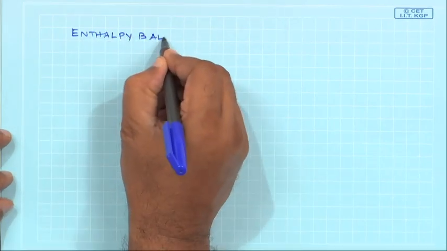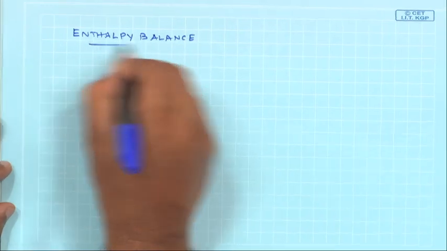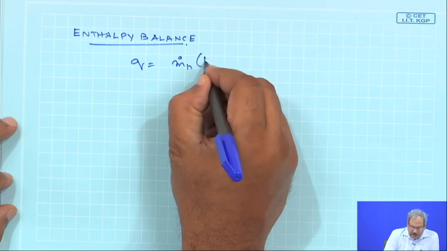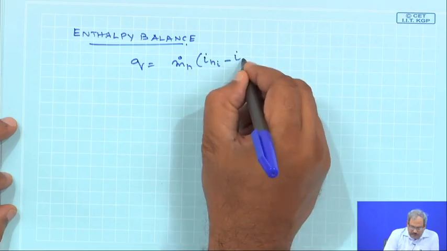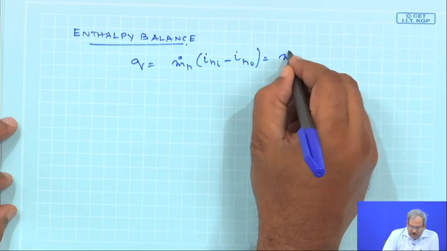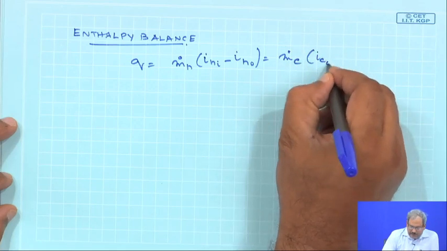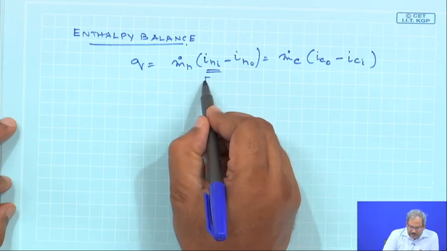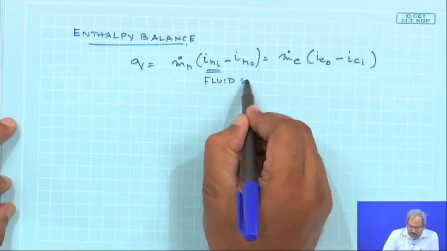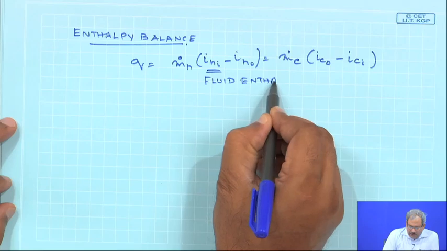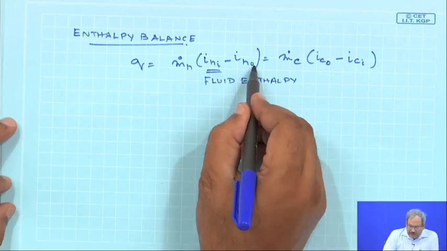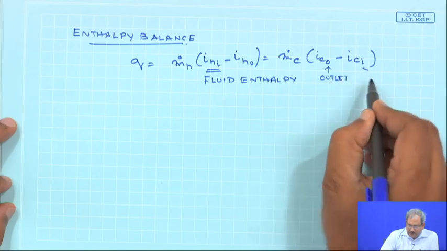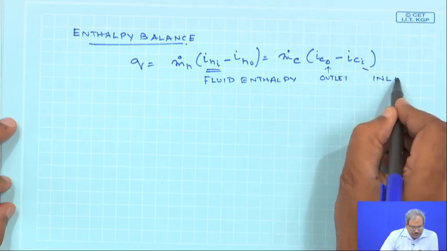The enthalpy balance would simply give me Q as m dot for the hot fluid times (i_h,i minus i_h,o) is equal to m dot of the cold fluid times (i_c at the outlet minus i_c at the inlet), where this is the fluid enthalpy, the i is for the inlet, so this is for the outlet, and this i is for the inlet.